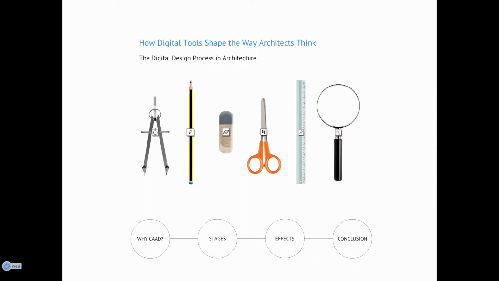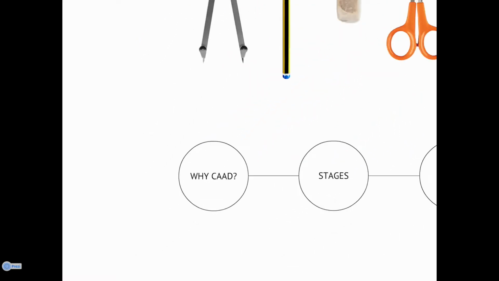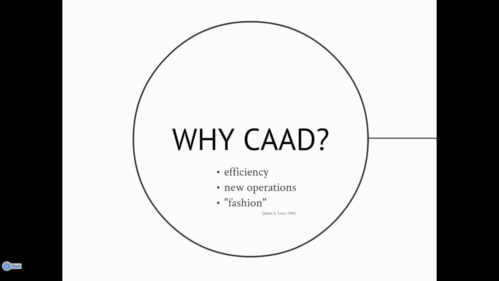Today we'll talk about 4 main points. The first point is, why are we actually using computer-aided design in architecture? In 1985, James Love identified 3 reasons for introducing digital tools to architecture. The first one is efficiency. This mainly addresses the drafting process of architecture, the document production, and it basically meant that existing operations could be done faster due to digital tools. The second aspect addresses the generative use of digital tools, which increases the scope of activity. The architects can now do things that they couldn't do before with manual tools.